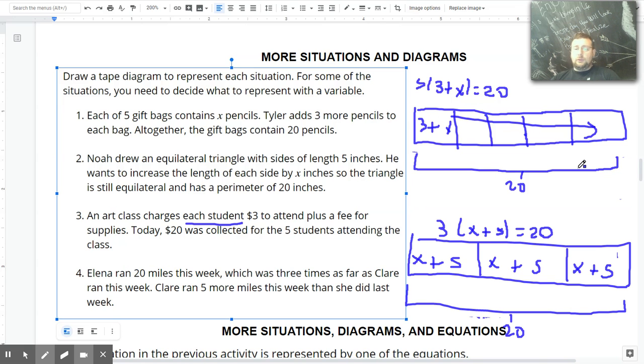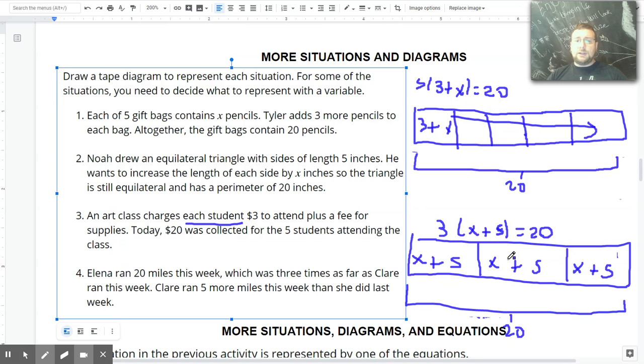Try number 4. And so here you have the solution. Elena runs 20 miles, which is equivalent to 3 sets of Claire's runs. So you have 3 boxes. But Claire runs what she ran last week plus 5. And that's what's multiplied times 3 for you to get Elena's run. So it's 3 sets of X plus 5, which equals the 20 miles that Elena ran, right? And so that gives you a picture of the run. And you could use this to figure out how many miles Claire ran last week. That's what the X stands for.